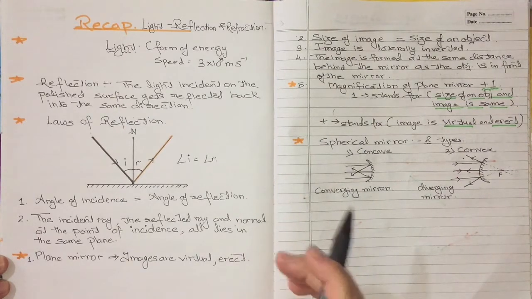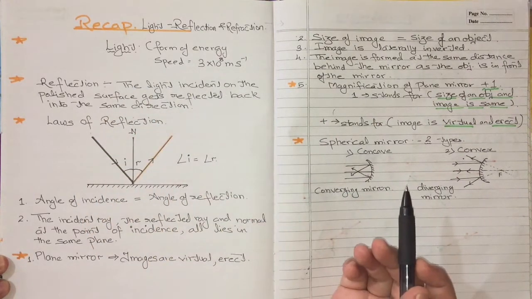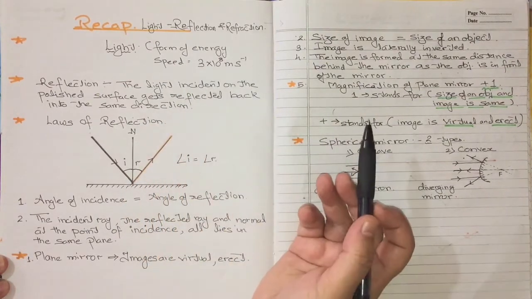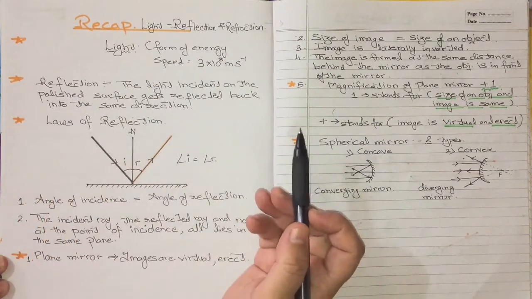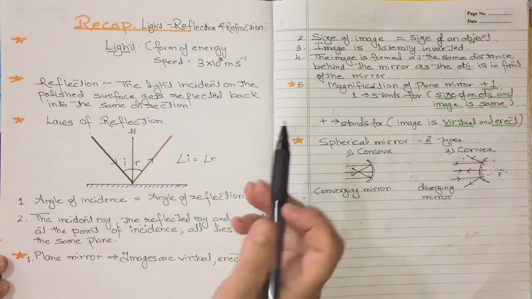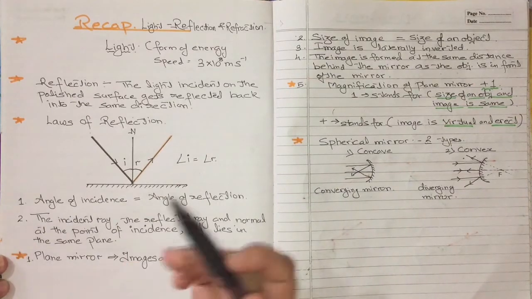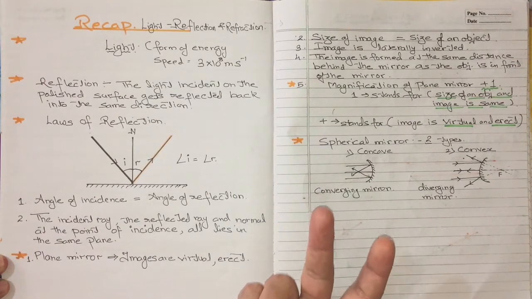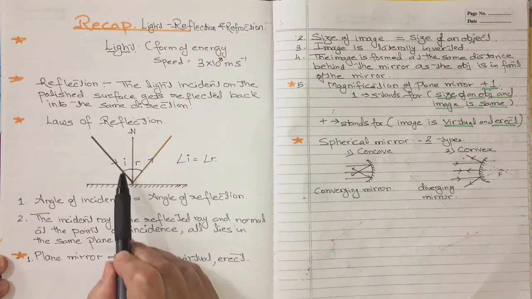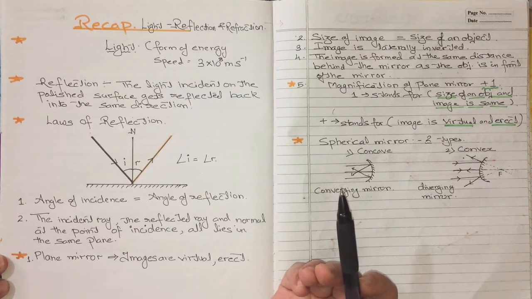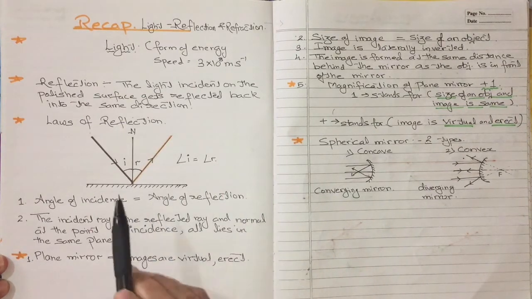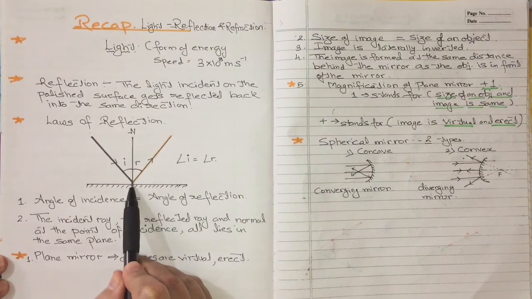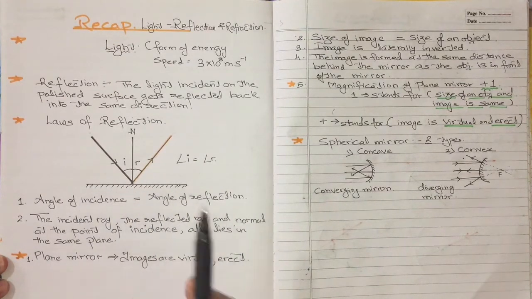So what is light? It is a form of energy. The speed of light is 3 into 10 to the power 8 meter per second. Now what is reflection? The light incident on a polished surface gets reflected back in the same direction, which is known as reflection. Then we did two laws of reflection. The first law says angle of incidence is equal to angle of reflection, and the second law says the incident ray, the reflected ray and the normal at the point of incidence all lie on the same plane.